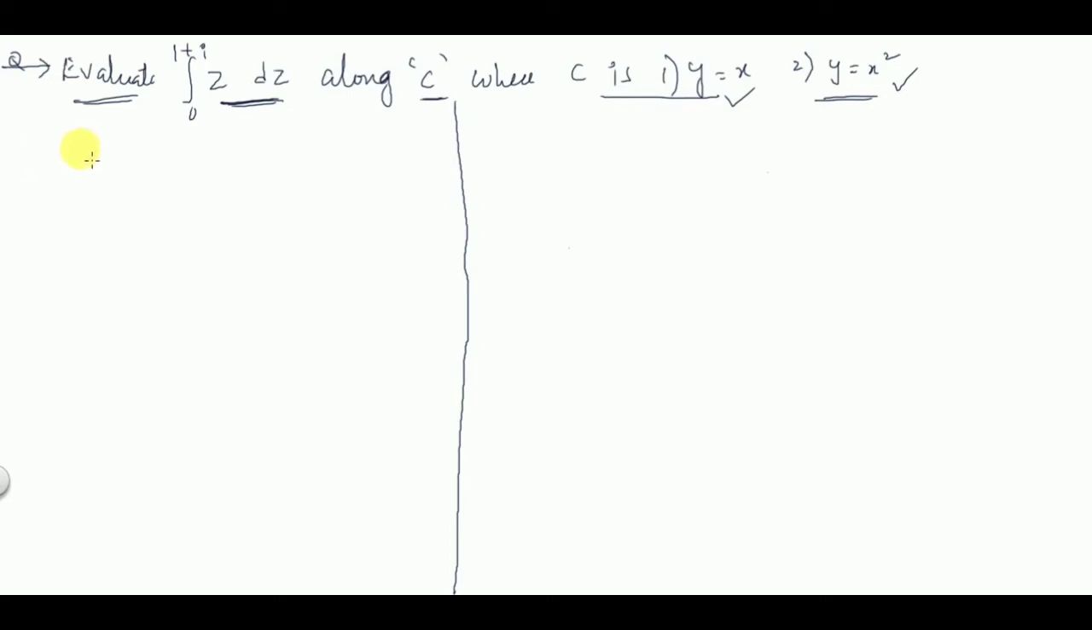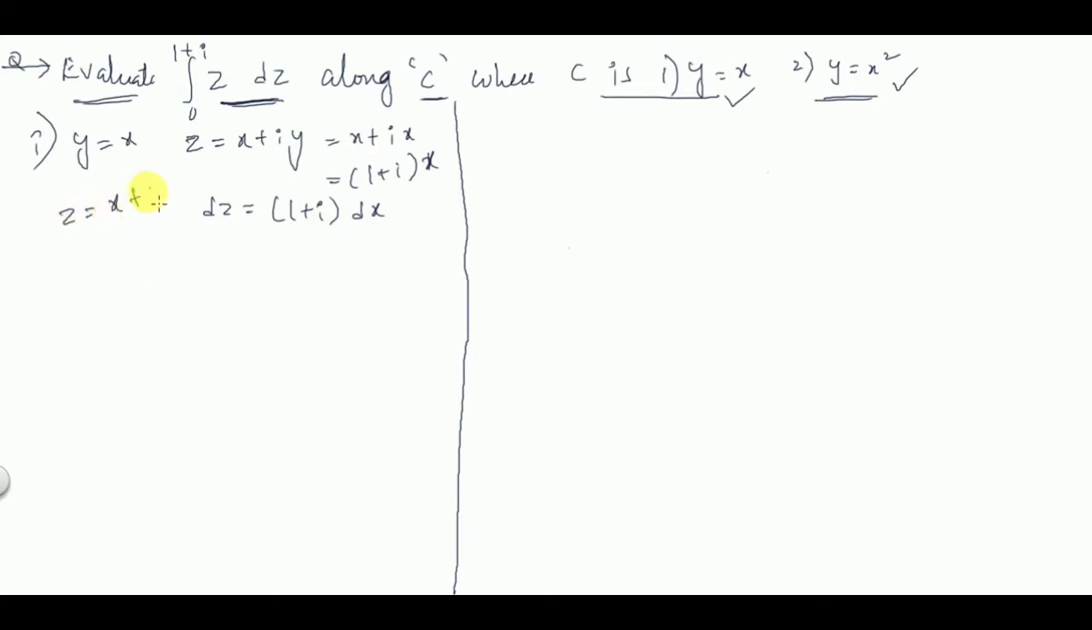First curve is y equal to x. Then z is equal to x plus iy, so it will be x plus ix, which is (1 plus i) times x, and dz is equal to (1 plus i) dx. z is x plus iy, but since y is equal to x, in the place of z you take (1 plus i) x, and in the place of dz you take (1 plus i) dx.